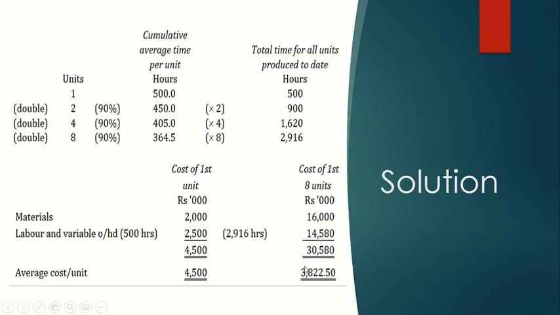So here you can see if there is any learning curve impact, if you are producing more we will get more benefit. So here if you are producing 16 we can reduce this cost further. If you are producing 32 we can reduce this cost further, which means we can sell this product to a lower price to the customer, which means we can have a competitive advantage in the market if we correctly identified our learning curve impact.